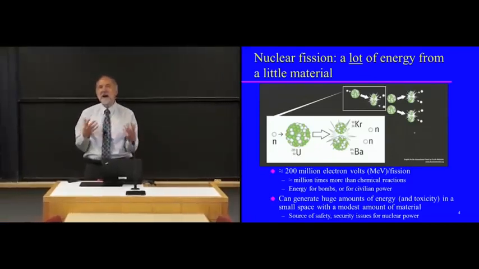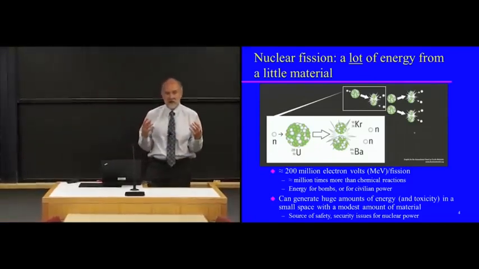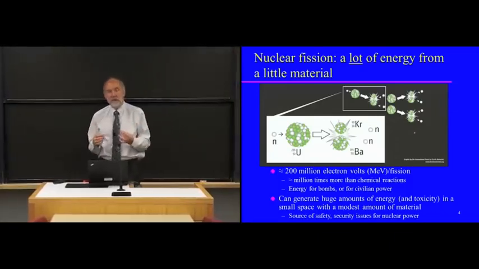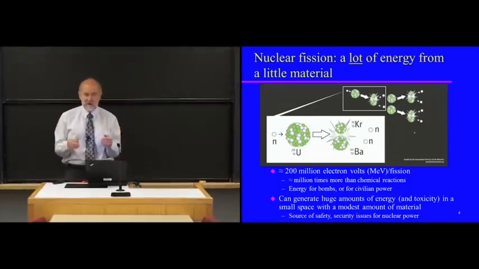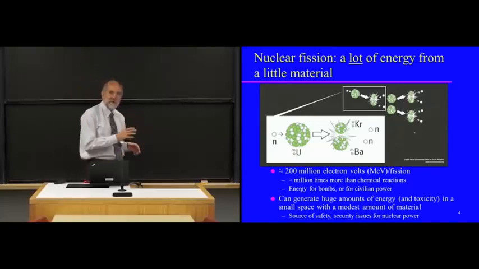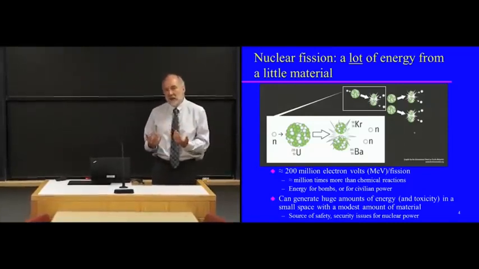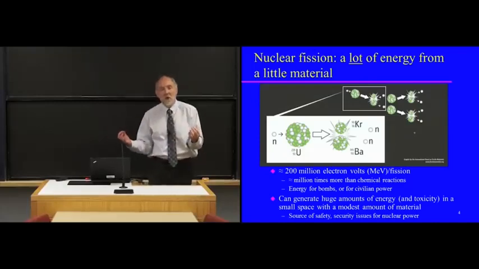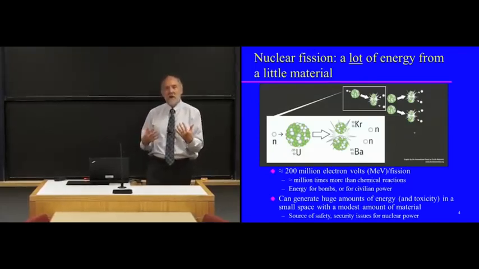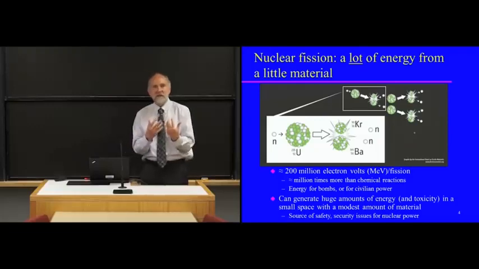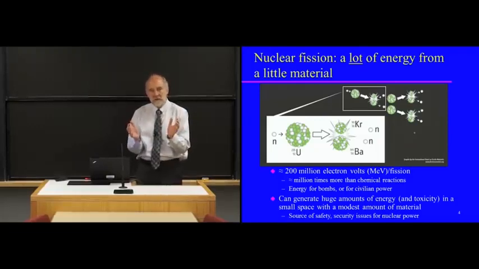And you get a lot of energy out of this fission reaction. You get about 200 million electron volts. That's a very rough number, a little bit more for some, a little bit less for others, out of each of these fissions. Now that's more than 1 million times more than you get out of each atom that takes part in a chemical reaction.